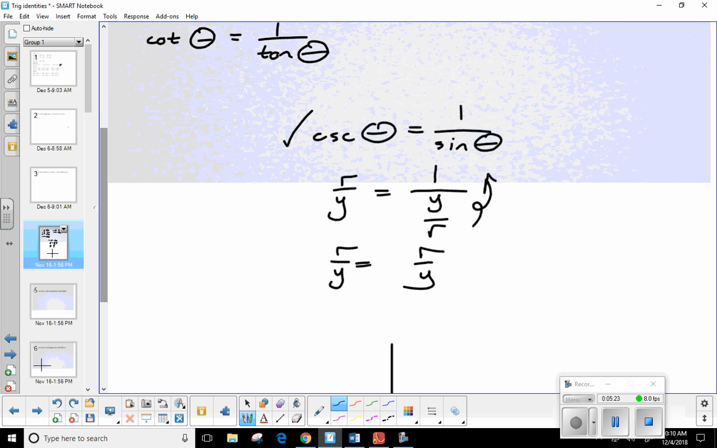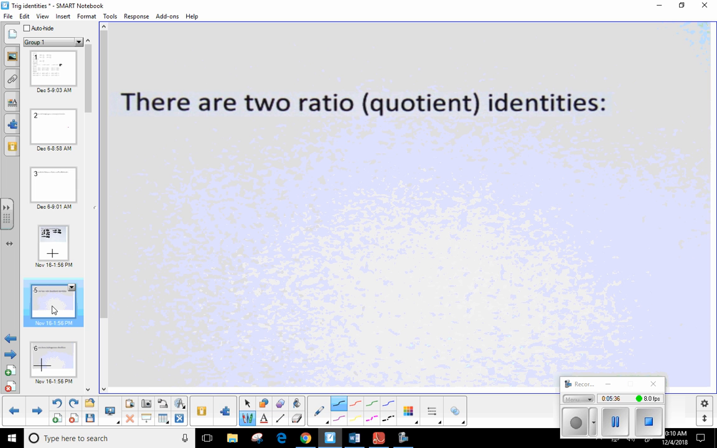Okay, so could I do the same thing for the other 5? Oh yeah, I can just replace each one of those with their ratios, get a common statement. Easy. Okay, good. Those are the reciprocals. There are 2 ratio or quotient identities. What's one of them that I had listed on your paper? There's only 2 of these. One of them starts with a T. Tangent. Okay, there we go.